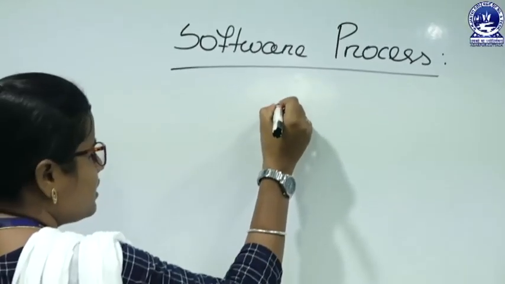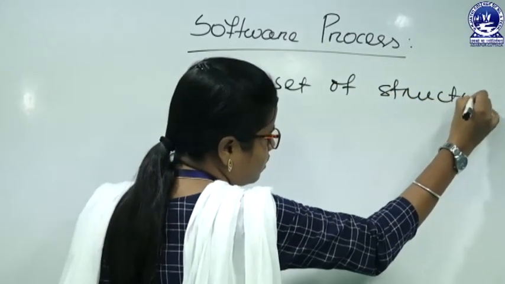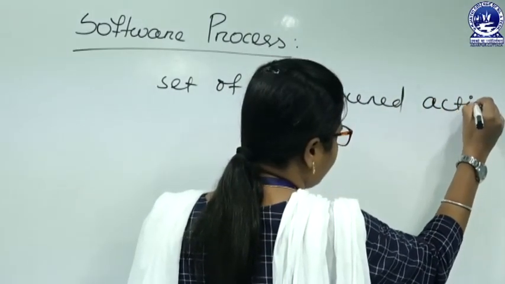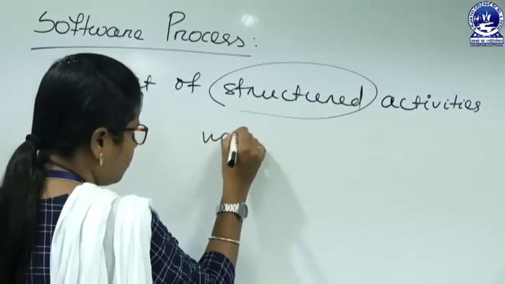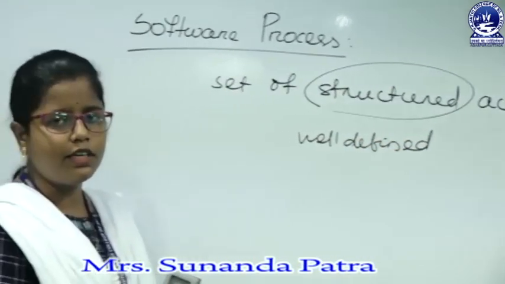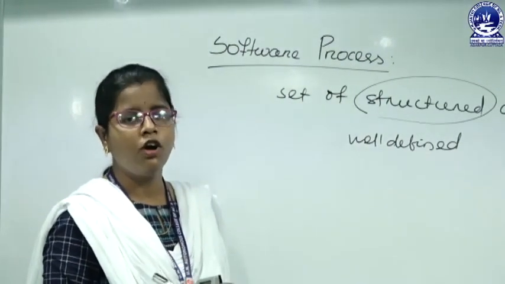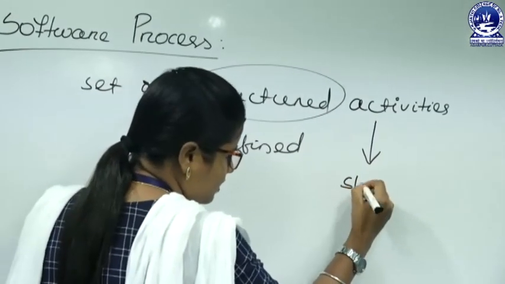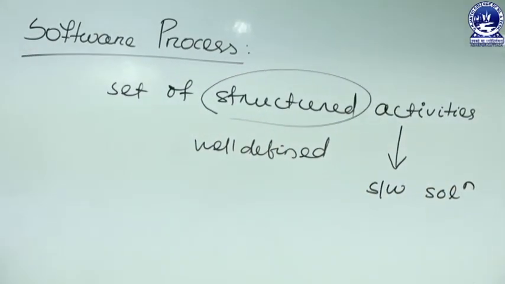So software process is a set of structured activities. Structured activity means these are well defined activities. By following these well defined activities, we are going to develop a software product, or we can call it a software application or software solution. So the outcome of these activities is a software solution. So what are those activities? Let us see what those activities are.